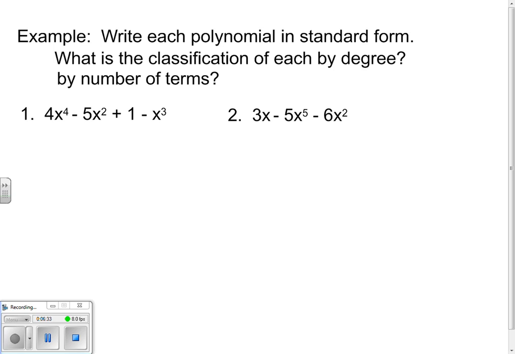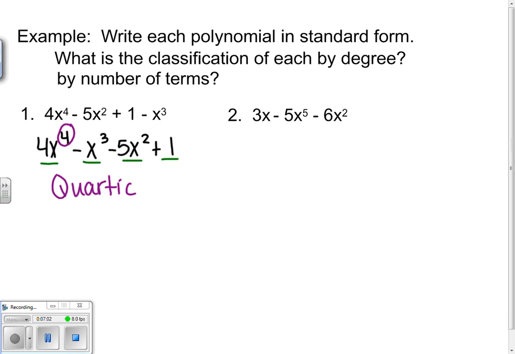I don't see any like terms, but it's not in order. So I'm going to start with the order first. The 4x to the 4th has to come first. It's the highest exponent. But then I'm going to write the negative x cubed next because it's the next highest. And then the negative 5x squared, and then the 1. Now, we typically do the degree first. So the degree here is a 4. That makes it a quartic. And the number of terms, it has 1, 2, 3, 4 terms. That makes it a polynomial of 4 terms. And that's it. So standard form first, and then classify.